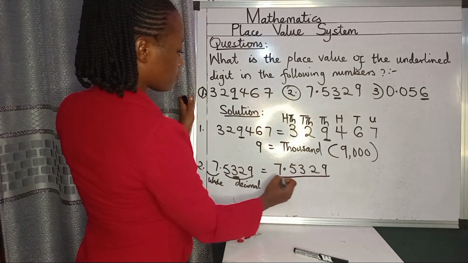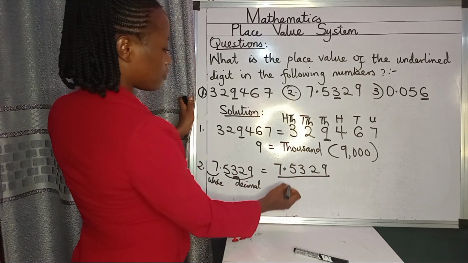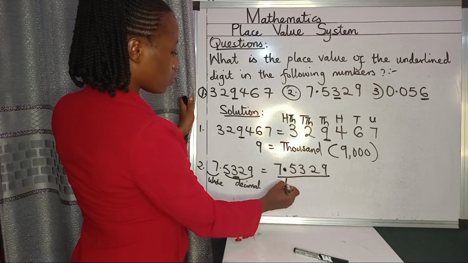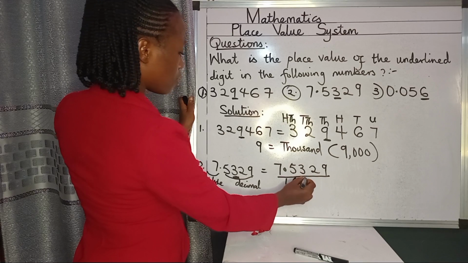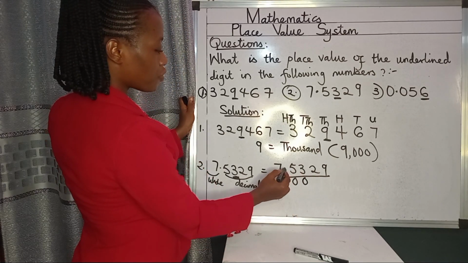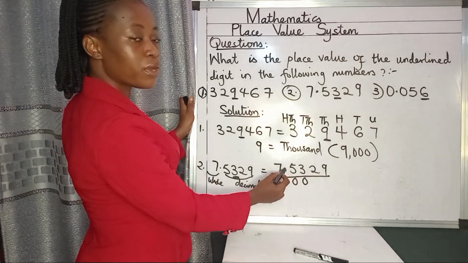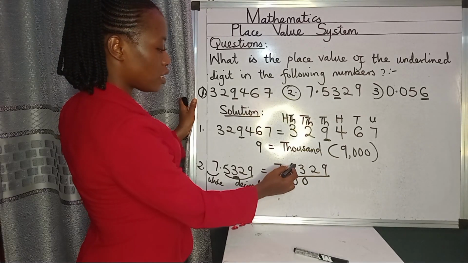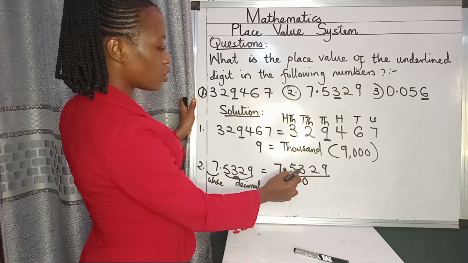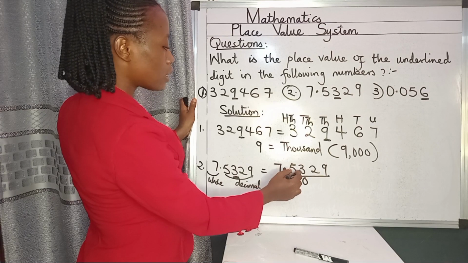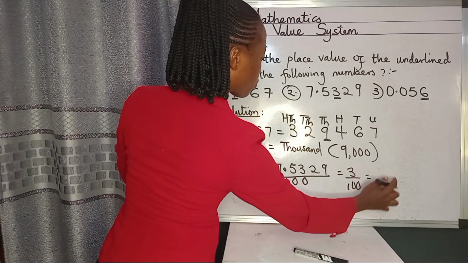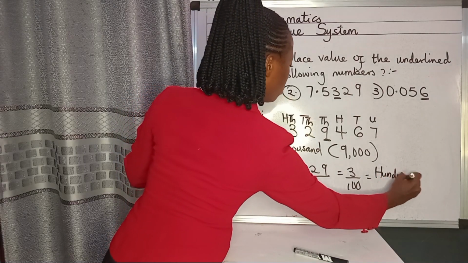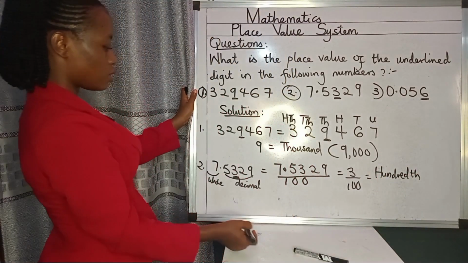I'll write my sign of division. Now this point is usually 1, this is 0, this is 0. Now if you look at this 3, 3 is on the second position after the decimal point. And like I told you, for the first digit, you have tenth. The second digit, you have what? Hundredth. So the place value of 3 is equal to 3 over 100. That means we have hundredth. The place value of 3 is hundredth.